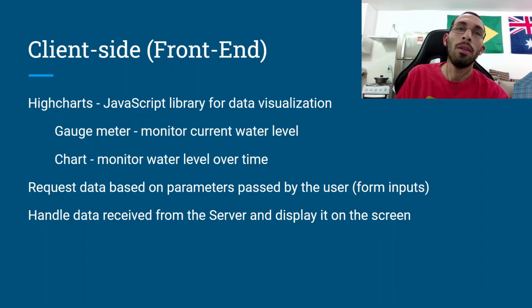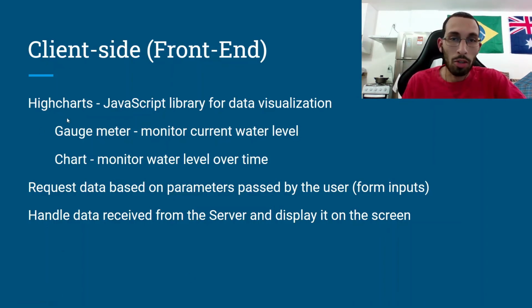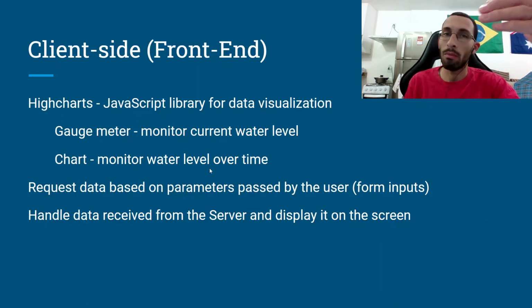And the way I decided to show it on the screen was using a JavaScript library called Highcharts that is specific to data visualization. And among the many features that this library has, it gives me a way to display data as a gauge meter to monitor the current water level of a specific tank, or a chart to monitor the water level over time.